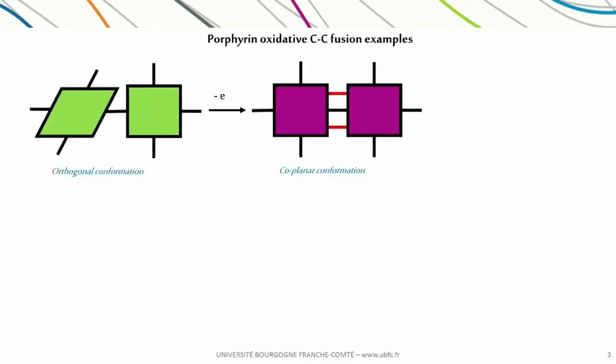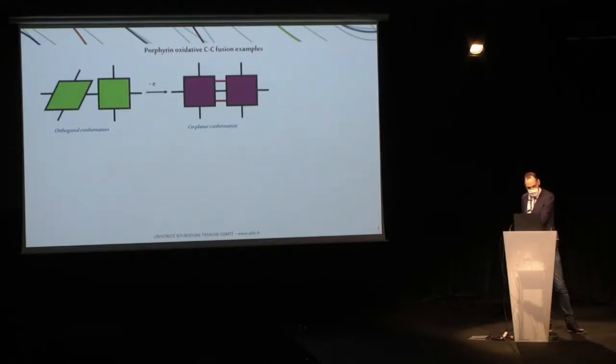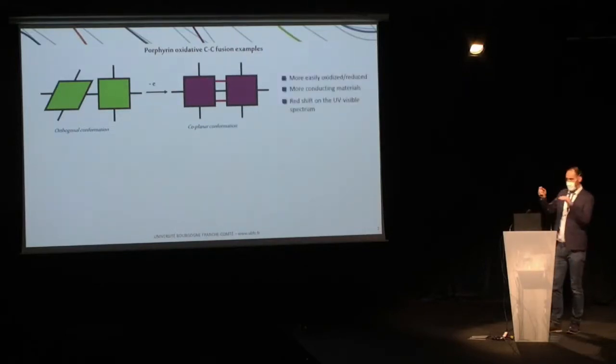So the third thing is, in the literature we find some examples of fusion of porphyrins. Like this, you have, for example, 2 porphyrins which are in an orthogonal manner, like this. And when you oxidize these 2 porphyrins, it is possible to add some additional bonds here between the 2 porphyrins, which makes the porphyrins coplanar.